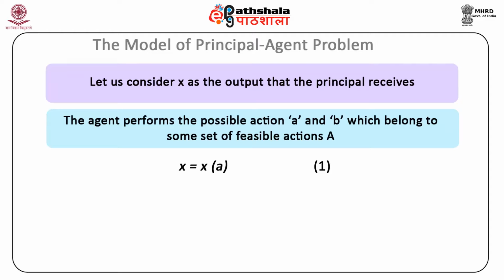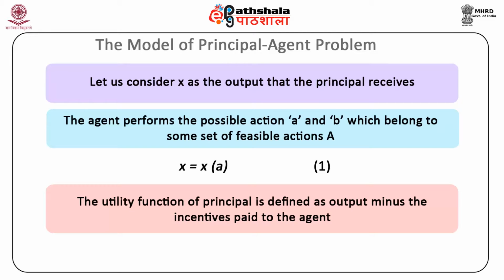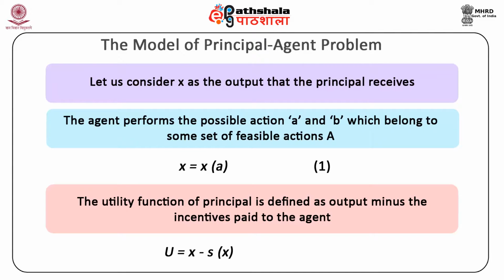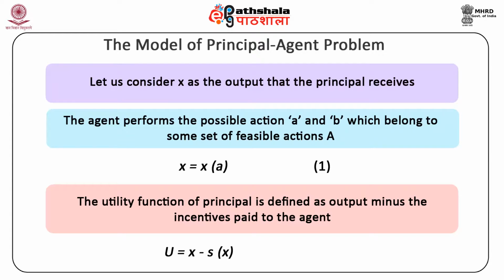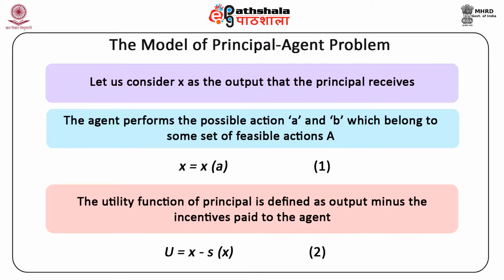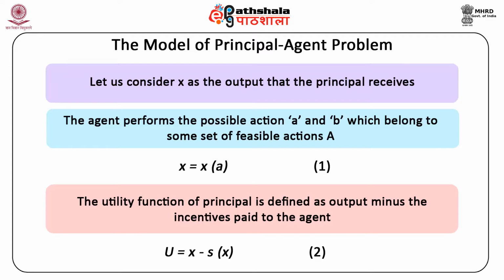Let us define two utility functions, one for the principal and another for the agent. The utility function of the principal is defined as the output minus the incentives paid to the agent. Mathematically, we can write capital U = x - s(x). This is given as equation 2, where capital U is the utility function of the principal, x is the output that the principal receives, and s(x) is the incentive payment from the principal to the agent.